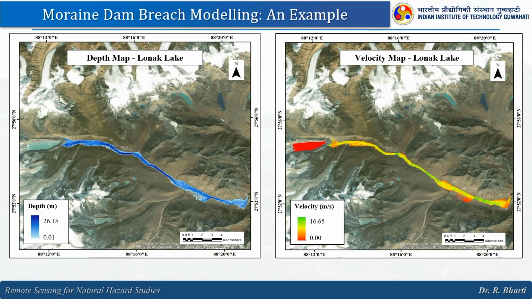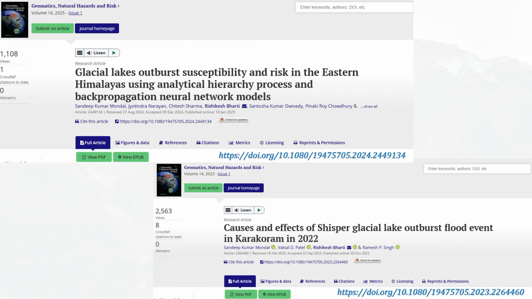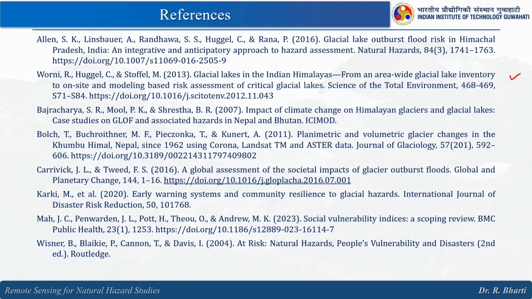Using this same hydrodynamic modeling, we have also identified the depth map and velocity map that will help you to understand what will be the impact of a GLOF event in the downstream. So, these are the two papers that you can refer to, and it is an extensive paper where we have explained the different processes, different methods associated with glacial lake outburst floods, and we have also explained the vulnerability and risk part. So, these are the references that we have used in this particular lecture.